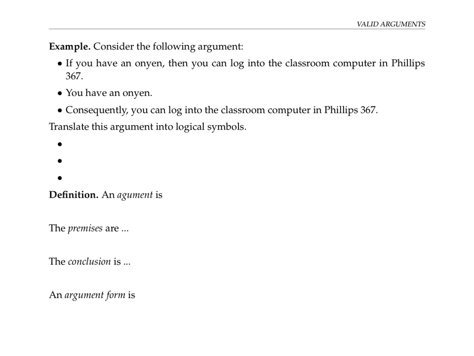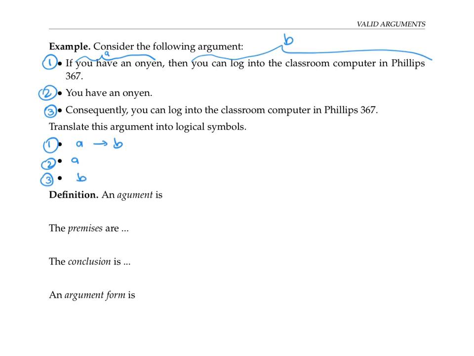Let's translate this argument into logical symbols. I'm going to let A be the proposition you have an onion, and B be the proposition that you can log into the classroom computer in Philips 367. Then the first statement can be coded as A implies B, the second statement can be coded as A, and the third statement can be coded as B.